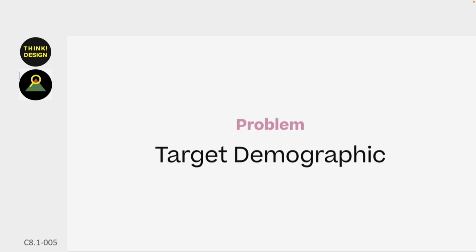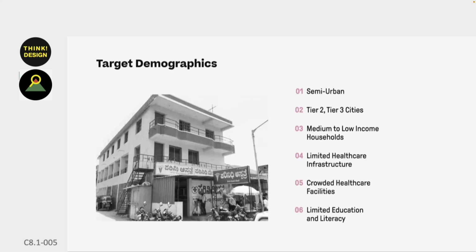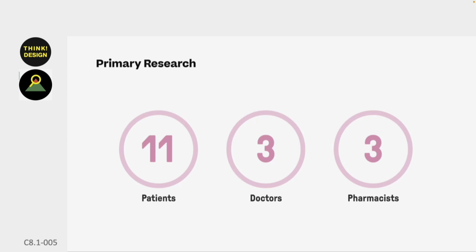Having formulated this, we went forth to identify our target demographic, which is the semi-urban population. So semi-urban towns are places with medium to low income households with limited healthcare infrastructure, where doctors often deal with a high volume of semi-literate patients who may have limited technological access. And within this demographic, we made sure to interview a diverse group of each type of stakeholder, patients, doctors and pharmacists, so that the needs and expectations of each are duly represented.